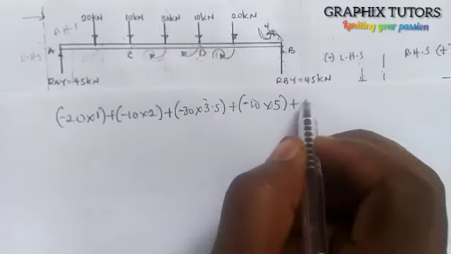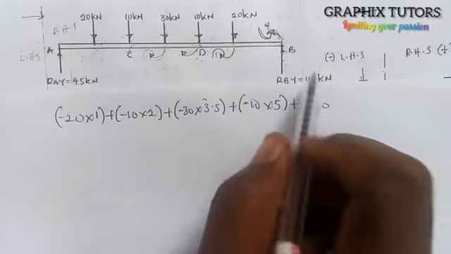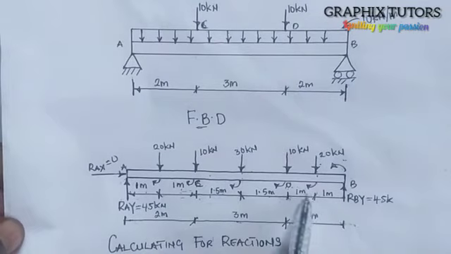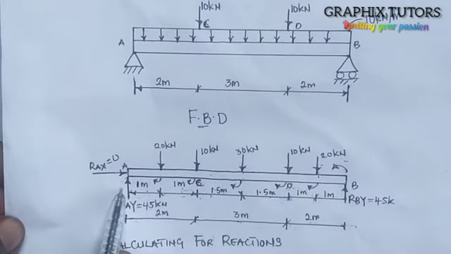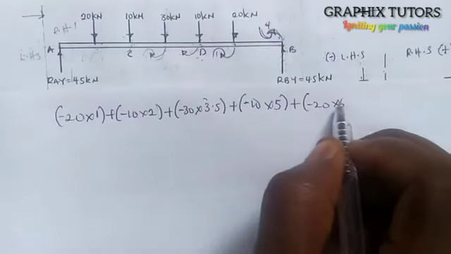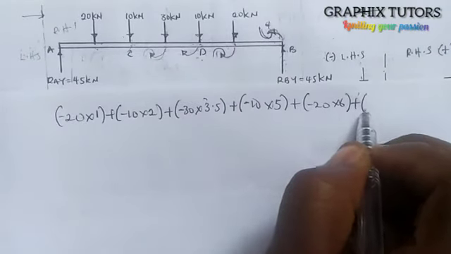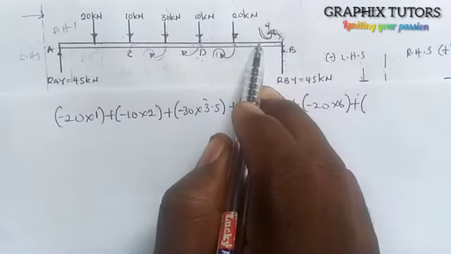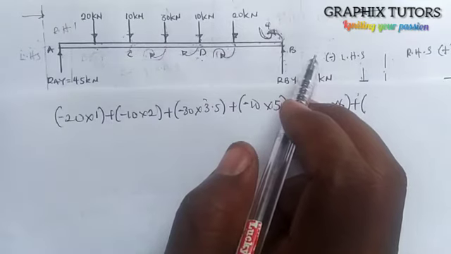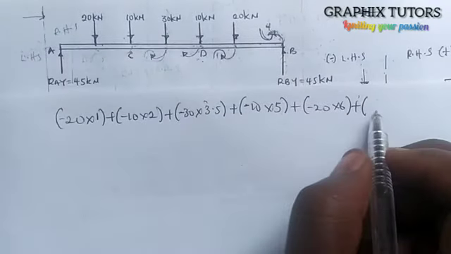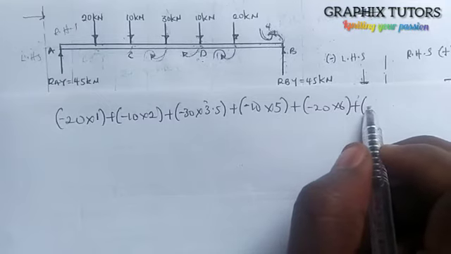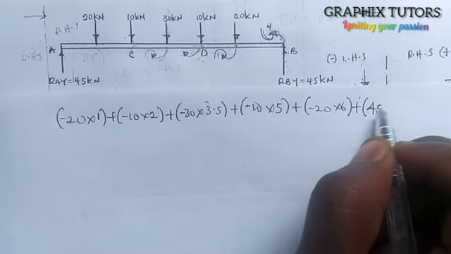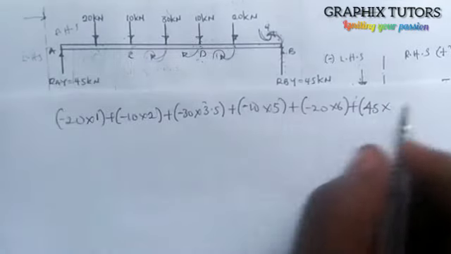The next one will be 20, still the same thing, minus 20, right? The distance between 20 and A will be 1 plus 5, that is 6. So I multiply by 6. Then plus the last but not the least, which is the first one coming in this direction. When it's going anti-clockwise, it is positive, sorry. I will have plus 45 multiplied by the distance from B to A, which is 7.